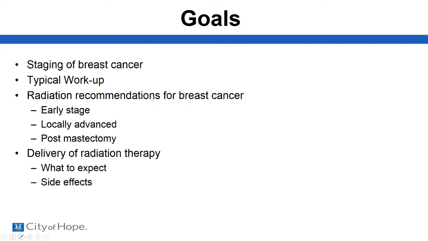So the overall goals of today's presentation are we're going to go over the staging of breast cancer, what a typical workup might involve, what the radiation recommendations for breast cancer could potentially involve, be it early stage breast cancer, locally advanced breast cancer, or post-mastectomy treatment. And we'll also go over the delivery of radiation therapy, what to expect, and some of the common side effects.